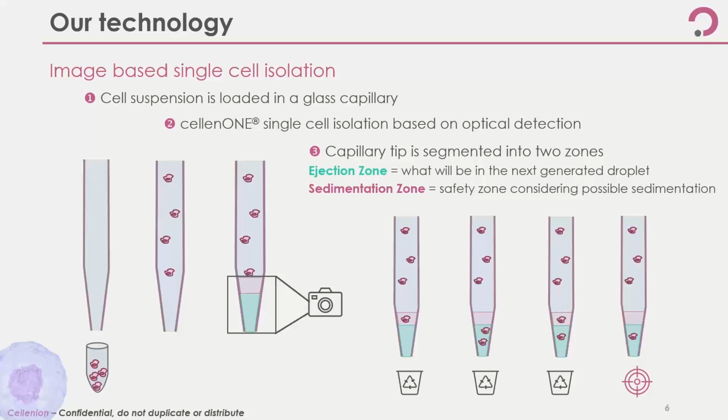If there are no cells in the ejection zone, the drop is dispensed in a recovery vial but is not isolated. If there is more than one cell in the ejection zone, the same thing happens. If there is a single cell in the ejection zone but something present in the sedimentation zone, the drop is also discarded into the recovery vial. If there is one single cell in the ejection zone and no cell in the sedimentation zone, then the next droplet is going to be isolated.